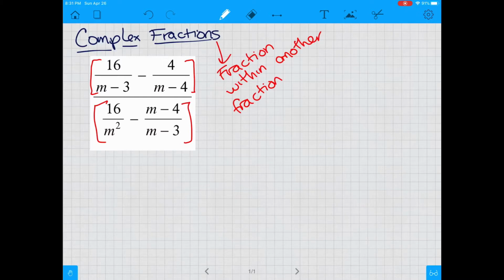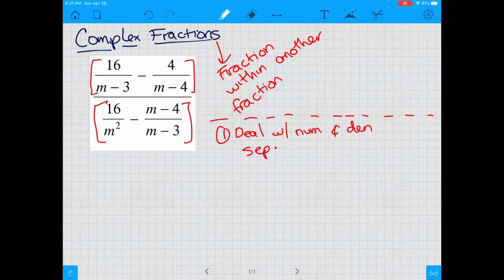So the very first thing when I look at a problem like this, let me make a dotted line here so we can break this up. I'm going to deal with my numerator and denominator separately. So one big key here, we're going to deal with the numerator and the denominator separately. That is the key to making sure that you stay sane during this entire process and that you don't get caught up in all of the crazy work. We're going to deal with the numerator first, we'll deal with the denominator second, and then we'll put it all back together at the end.